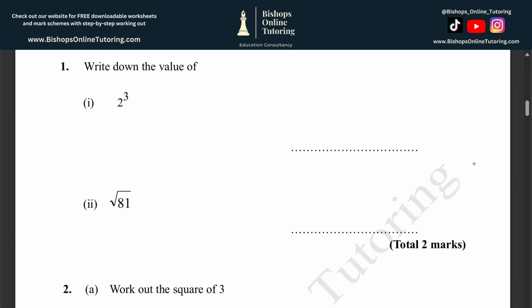Okay, so the first question is asking us to work out 2 cubed, which is equal to 2 times 2 times 2. Now 2 times 2 is equal to 4, and 4 times 2 is equal to 8. So our answer is 8.